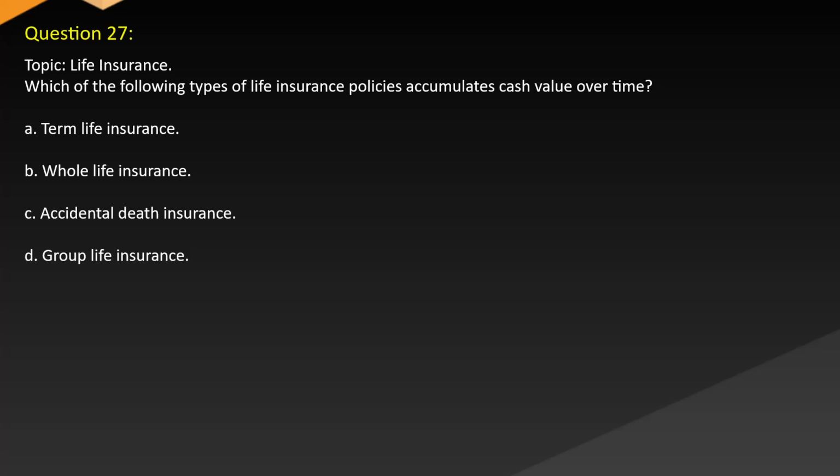Question 27. Topic: Life insurance. Which of the following types of life insurance policies accumulates cash value over time? A. Term life insurance. B. Whole life insurance. C. Accidental death insurance. D. Group life insurance.